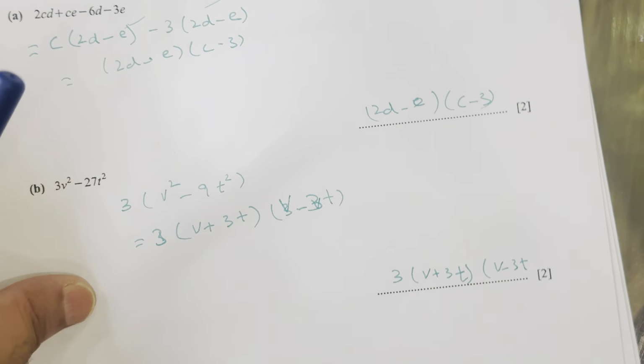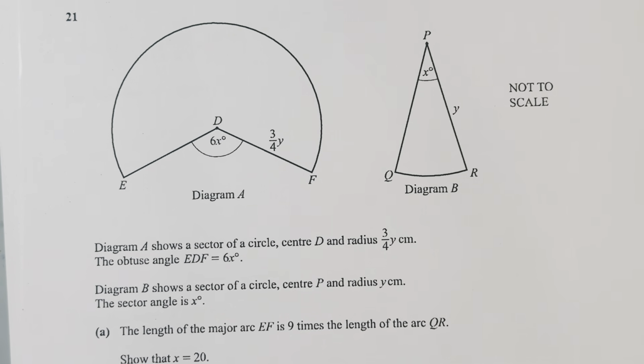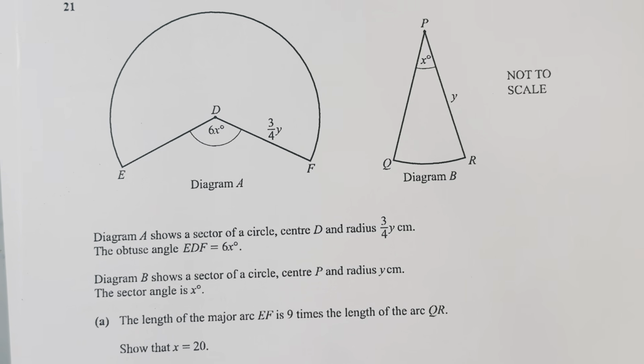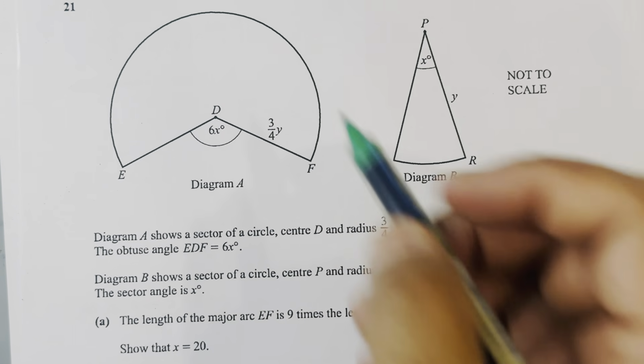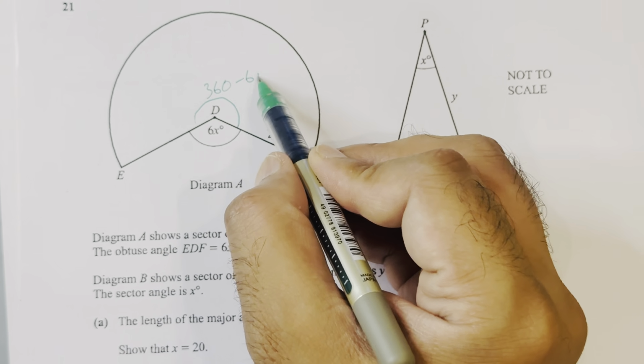Question number 20 is completed. Question number 21 is of mensuration. Diagram A shows a sector of a circle, center D and the radius 3 by 4y. The obtuse angle EDF is equal to 6x degrees. Okay, then the remaining angle would be 360 minus 6x.